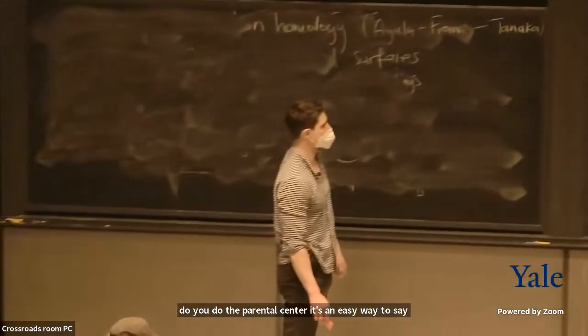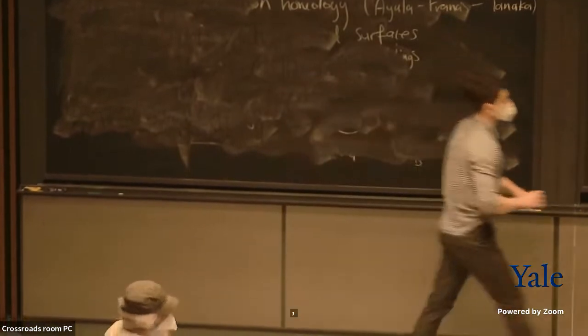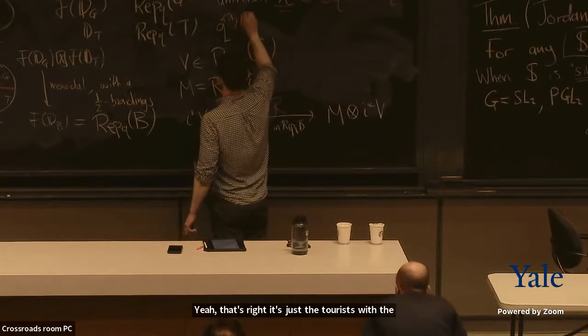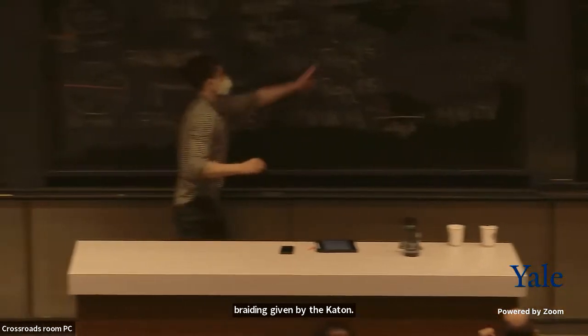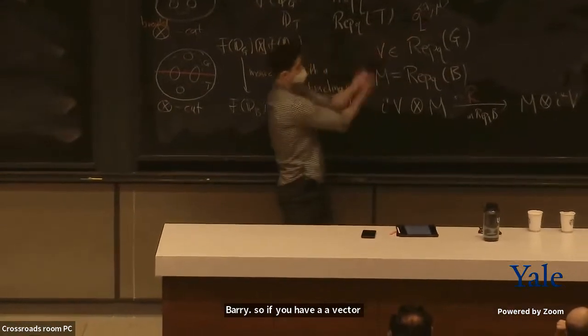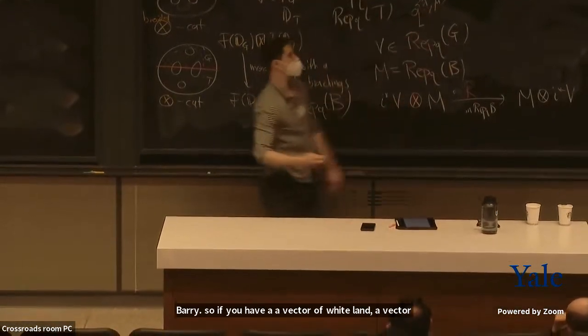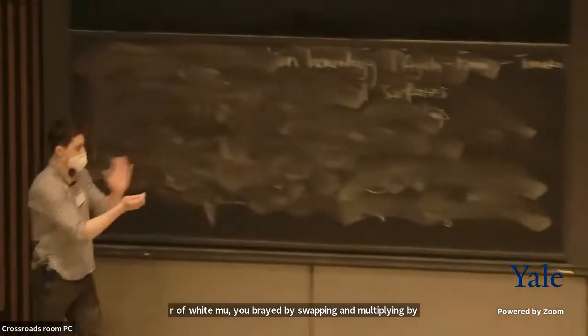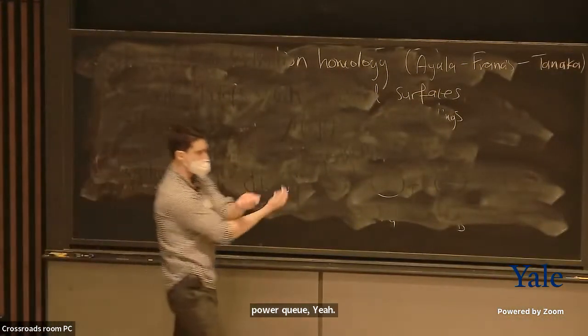This is just the torus, right? Yeah, that's right. It's just the torus with the braiding given by the Cartan pairing. So if you have a vector of weight lambda and a vector of weight mu, you braid by swapping and multiplying by this power of q. So the actual algebra is commutative, but the braiding is nontrivial.